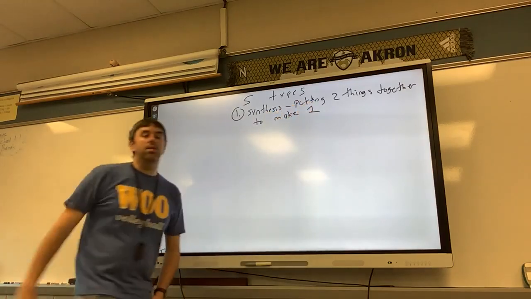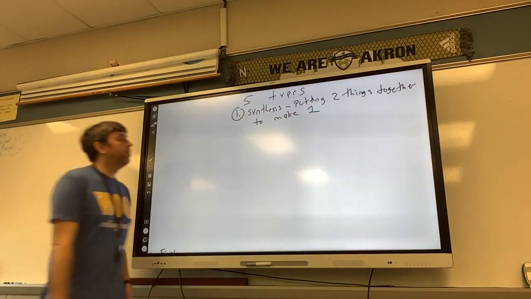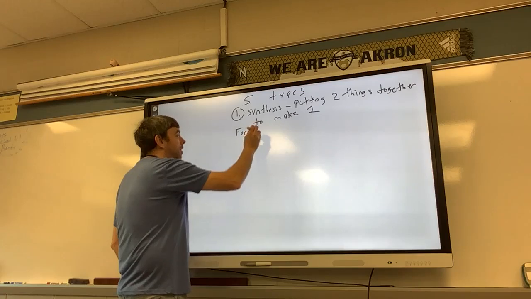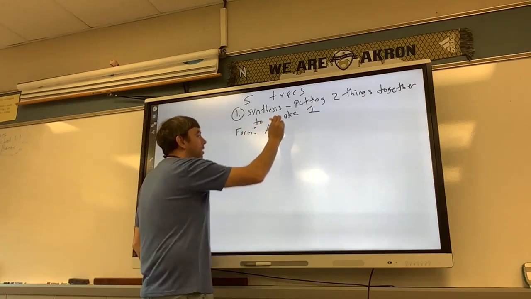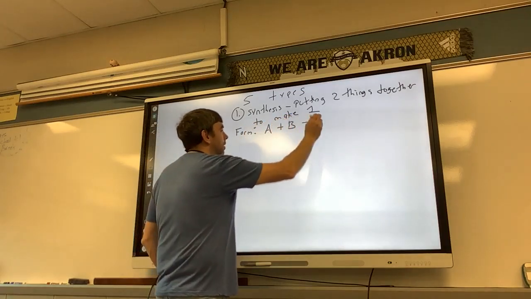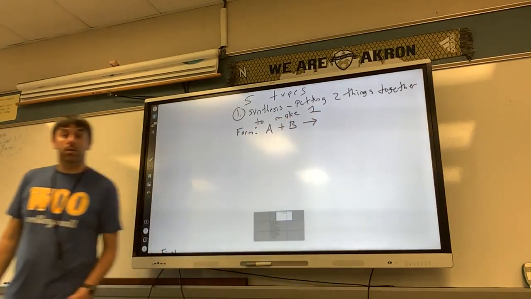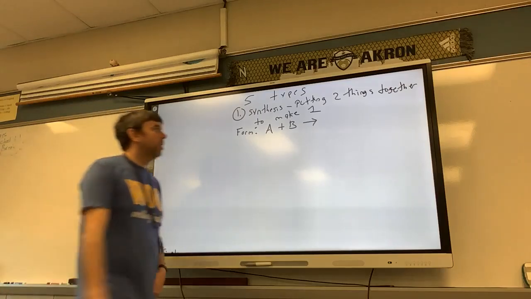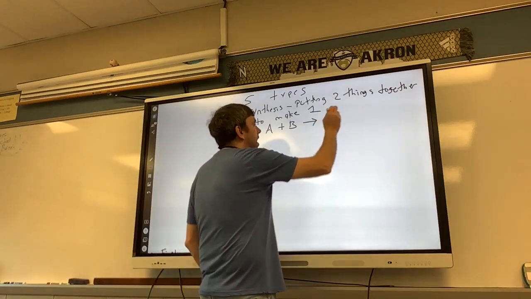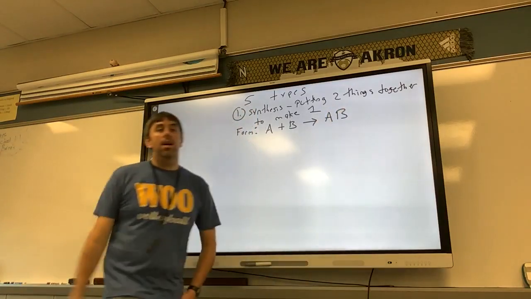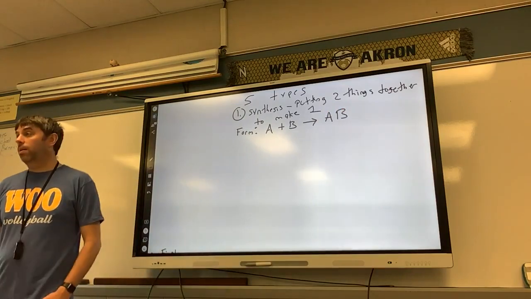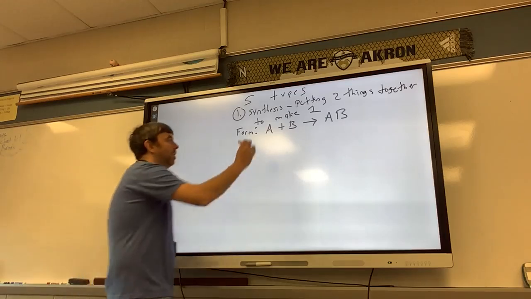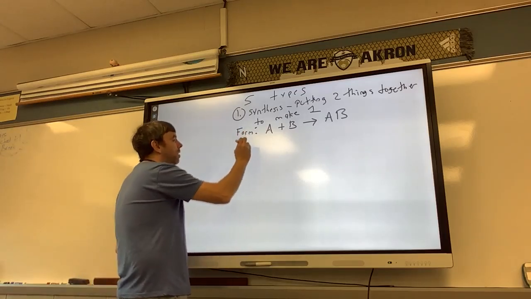Putting 2 things together to make one. Here's the form. The general form is A plus B yields AB. A plus B yields AB. What? Antonio Brown, yes.